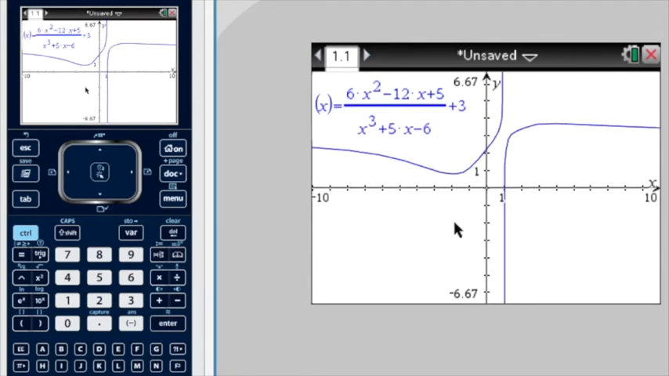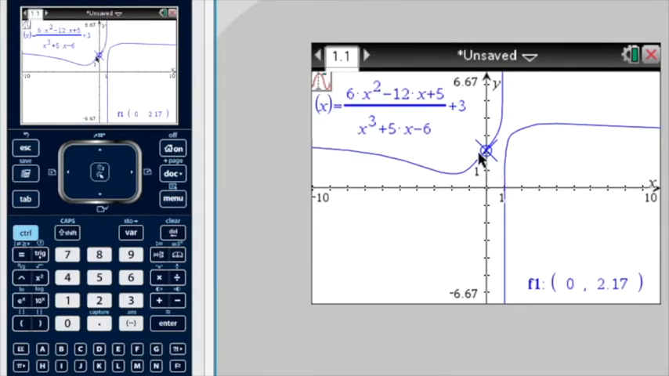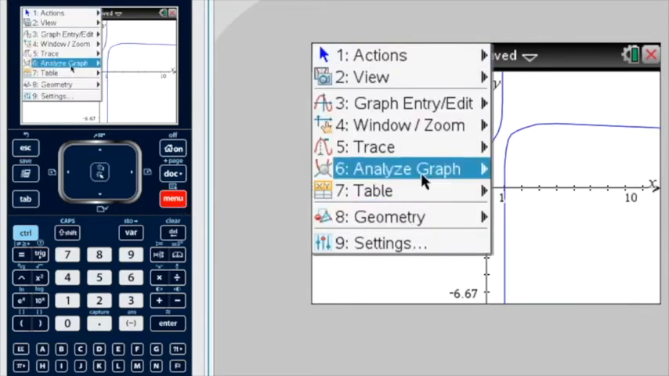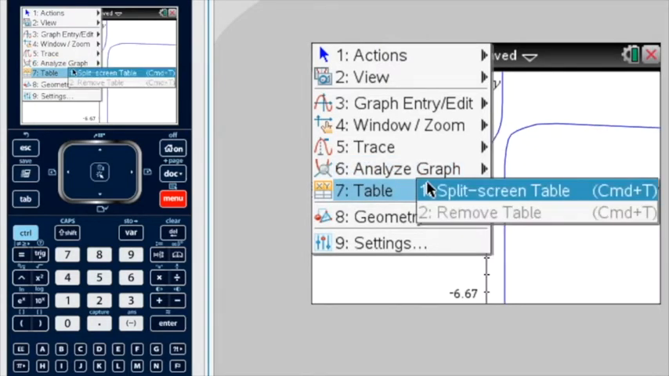So once again, as explained in a previous section, you can find the minimum point there using menu, analyze graph, and then minimum. Now we can find the x-intercept here, which is at 1, and the y-intercept we could just use the trace function. So if I go menu, trace, graph trace, it actually started at the y-intercept, so 0, 2.17, so the y-intercept is y equals 2.17. Now to find the asymptotes of the function, we can find a table of values. So press menu, table, and split screen table.